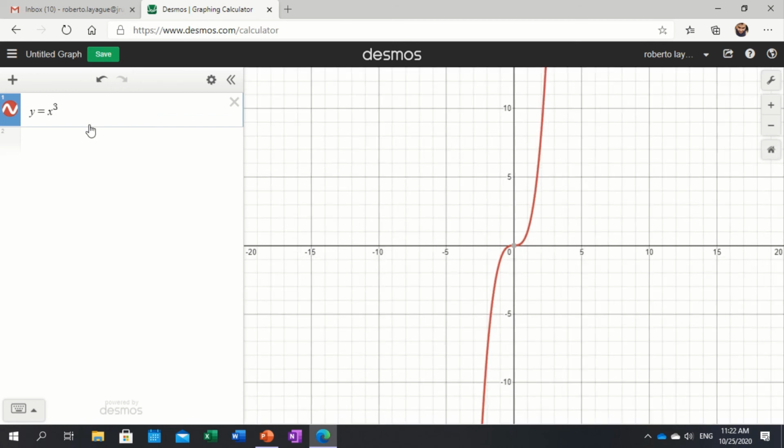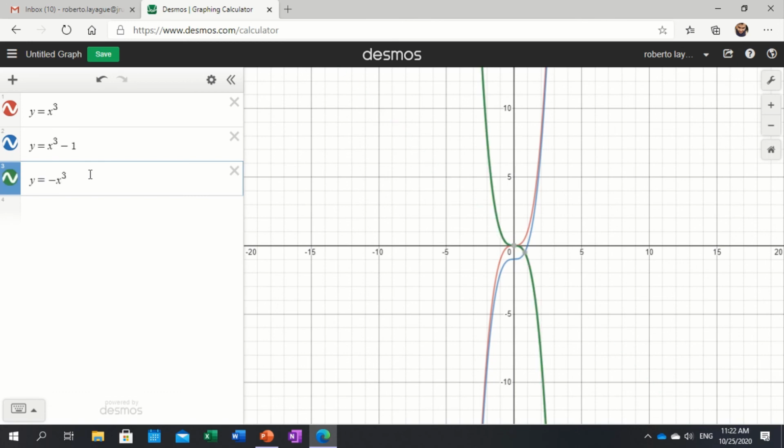So let's have another cubic function. So y is equal to x cubed minus 1. So if there's a constant, it goes down or up. Okay, another would be y equal to negative x cubed, so that you will see the other one. And then plus, we'll add another term, which is 2x. So you can see the curve turns out to be different.